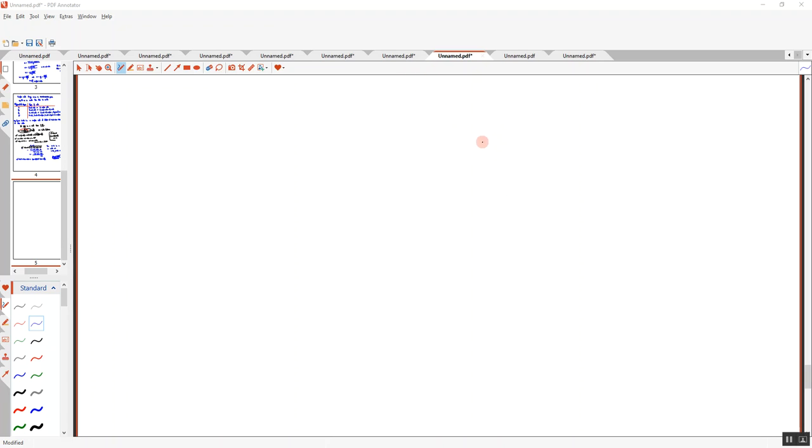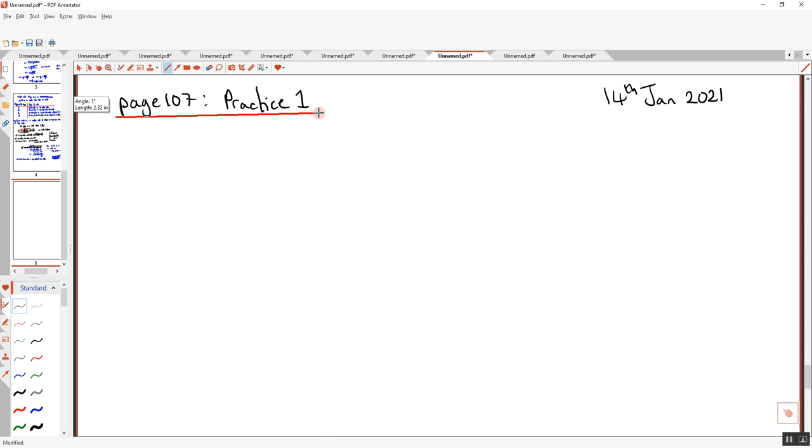Okay, because we did that little quiz on Friday, we need to get through some work today to do with our linear relationships. So today is the 14th, and I want us to open up to page 107, which is practice 1. We'll do the first question together, and then I'll let you have a look at the others.